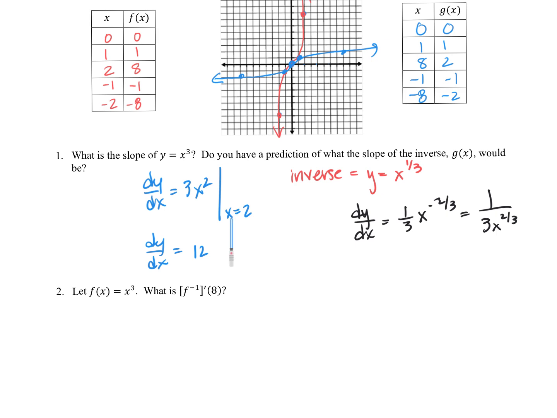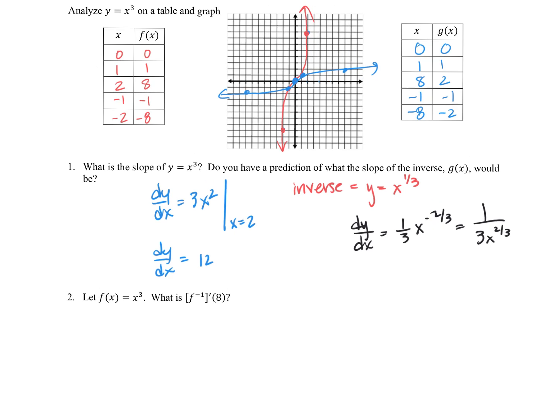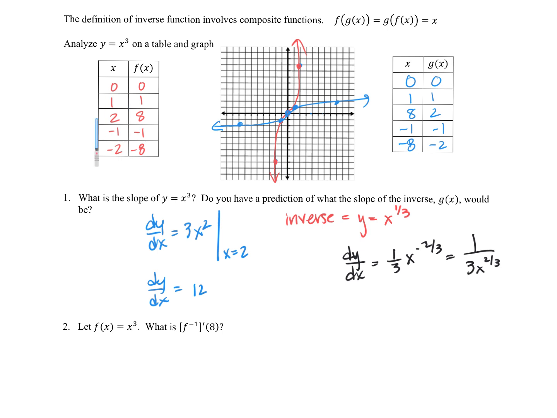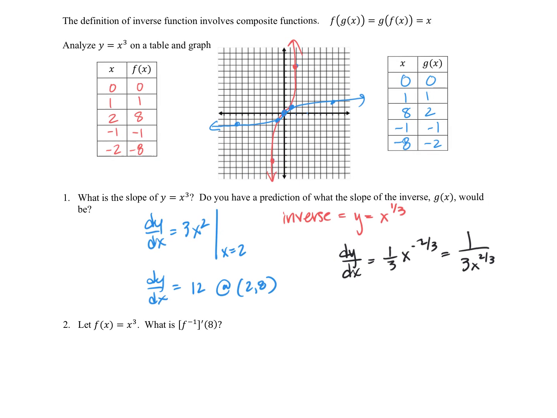When x is 2, what point did our function have when x was 2? Do you agree we had the point 2, 8? So I'm going to say my slope was 12 at the point 2, 8. So now I want us to think, what is the slope over here at its inverse point, 8, 2? Anyone have it's going to be 1/12.